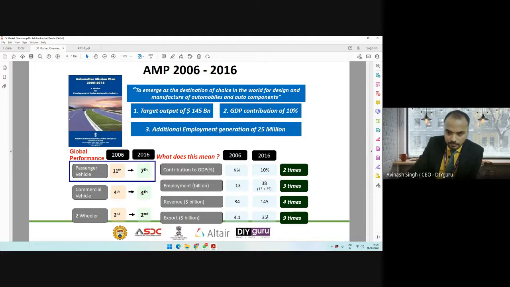And almost 70% of this export of vehicles is done to the nearby SAARC countries, which are mostly Sri Lanka, Maldives, and countries which include Vietnam, Indonesia. They actually import vehicles and automobiles from the Indian industry.